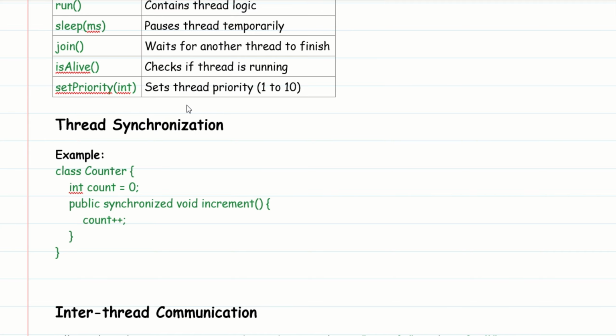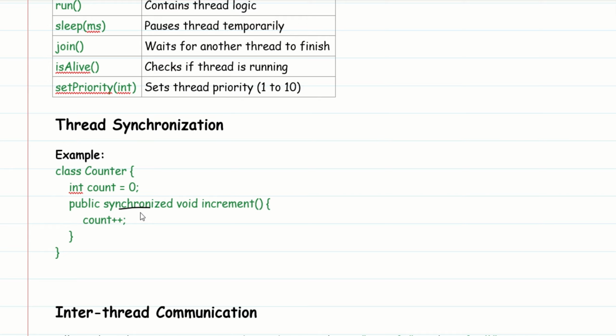When two or more threads try to access a shared resource simultaneously, there can be inconsistent behavior or data corruption. So to prevent this, we use synchronization to make sure only one thread can access the critical section at a time. So we can use the synchronized keyword here. You can see the whole method is synchronized, so there won't be race conditions.